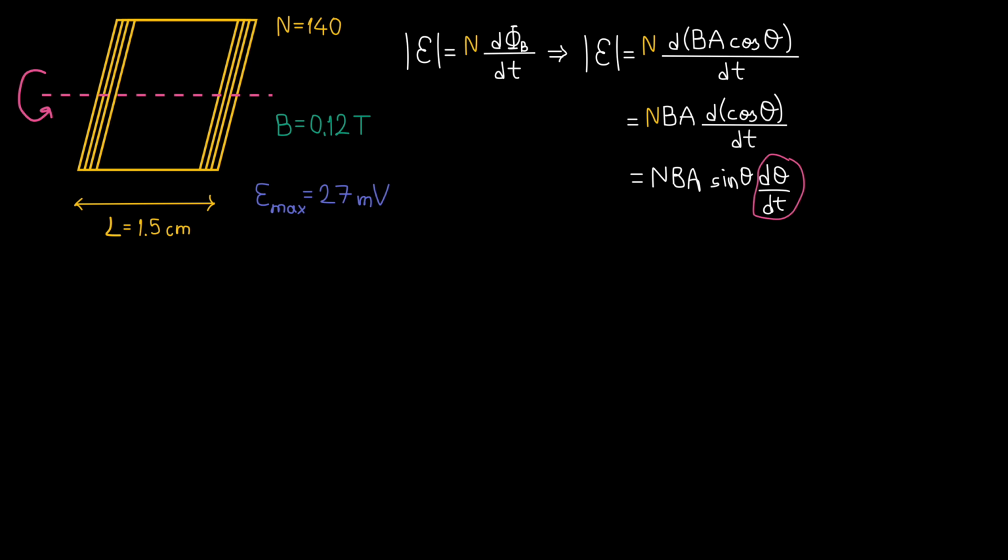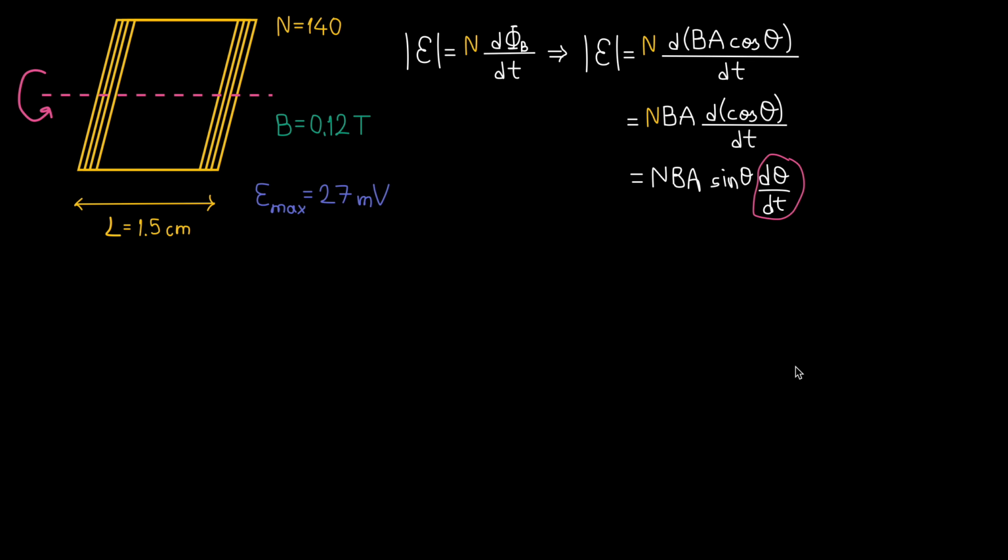So now we have an expression for the magnitude of the EMF, and we can see that it changes with time because theta changes with time. Since theta changes with time, sine theta will change with time. So the EMF changes sinusoidally with time because it depends on sine theta. Now we are given the value for the maximum EMF.